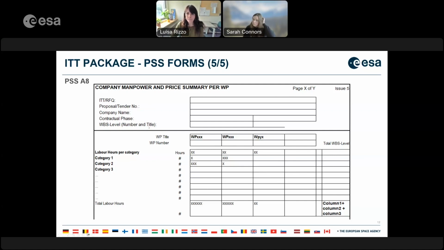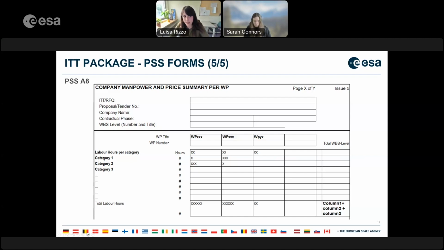level. In the second section, which is the core of the PSS A8 as well, you will find on the left side the labor hours per category. So per what category? Category 1, scientist, leader, or administrative assistant, whatever labor category. Please make sure you list them all here.